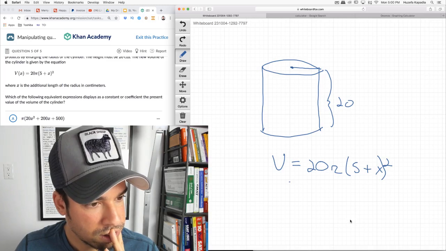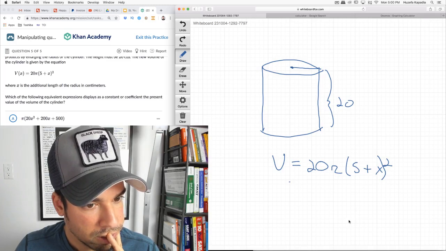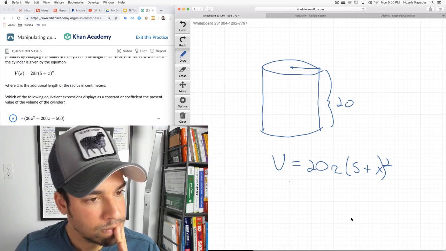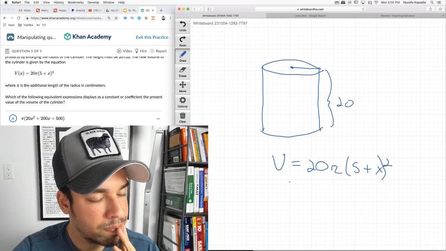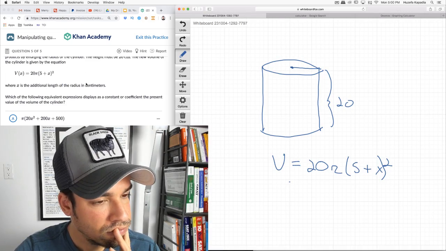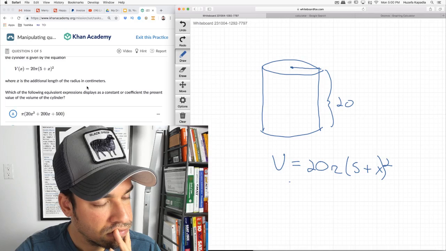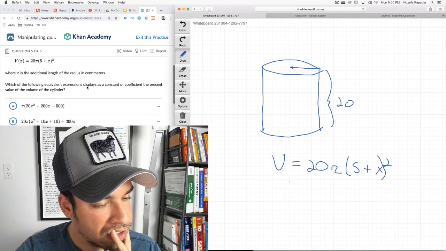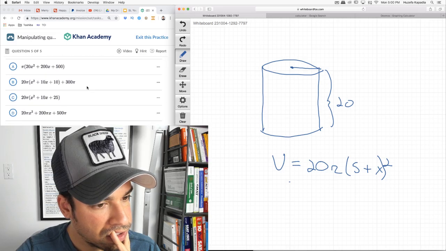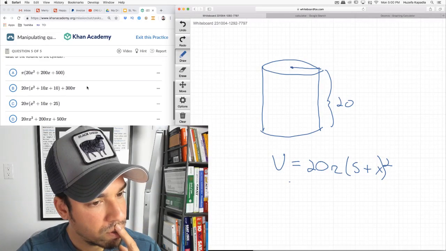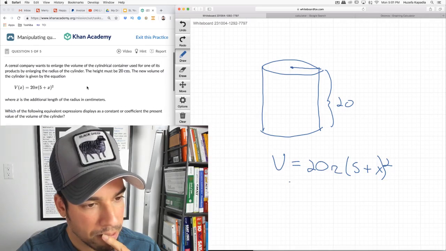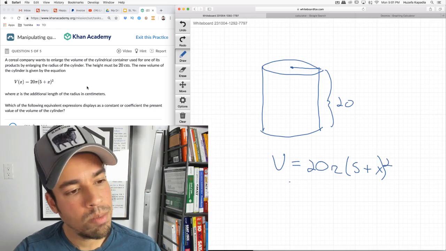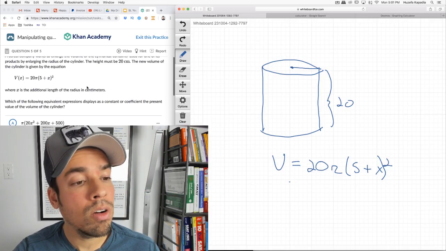Okay, let me think about this a little bit more. The present value of the volume of the cylinder. 500 pi. Hold on, let me think for a second. What do they mean by present value? Do they mean, oh, I think I know what they mean.